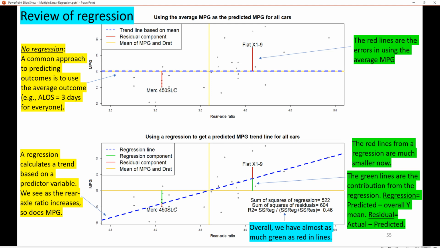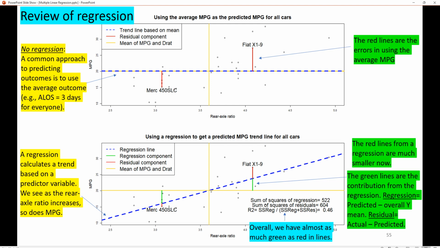A common approach to predicting outcomes is to use the average outcome. For example, with the average length of stay, we might assign 3 days for everyone. If the overall average is 3 days, then we might just predict each patient's average length of stay to be the 3-day average for the entire sample.